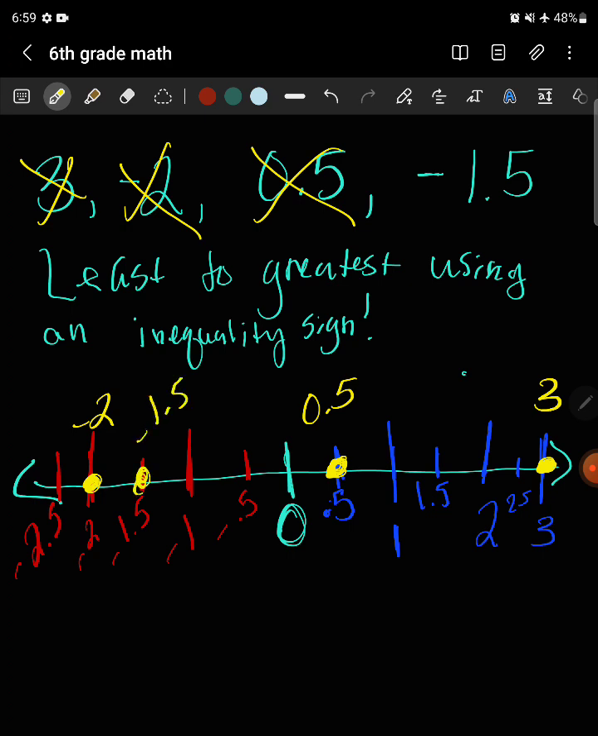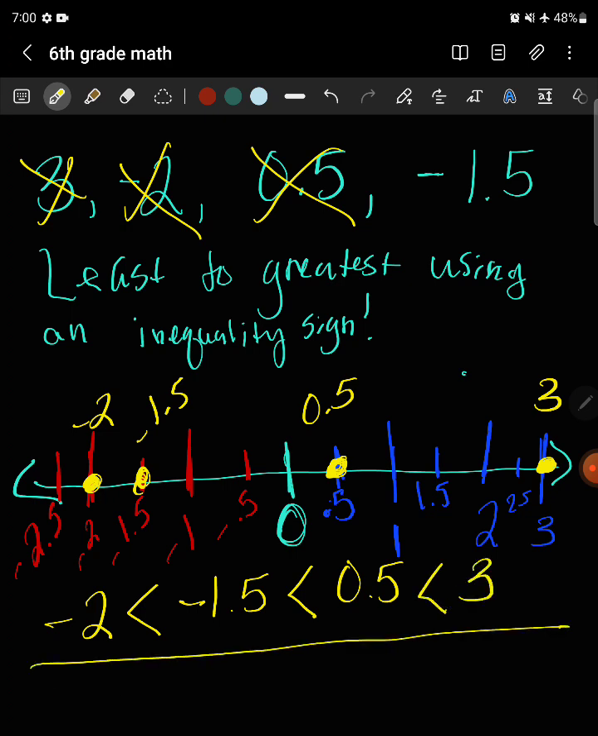And now I'm going to put these in order from least to greatest. I am going to start with my number to the left, the furthest to the left, because that is the smallest value number. Out of all of this, you do not want to owe anybody $2. So I'm going to start off and I'm going to say negative 2 is less than negative 1 and 5/10, which is less than negative 5/10, which is less than 3. And there you go.